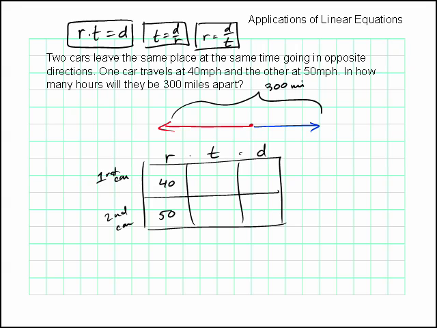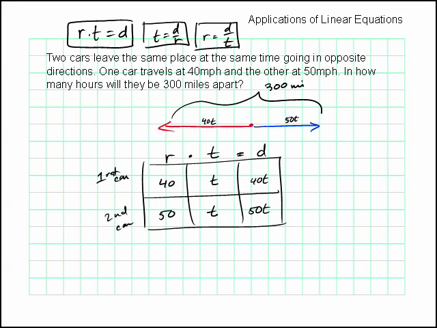Now, what we're trying to find is how many hours will they be 300 miles apart? We want to know the time, and so that's my variable, t. And this one is also traveling for the same amount of time, so I can use t there as well. Once again, remember that these cars start and then they stop at the same time, and so their times are equal. I can put t for each one. Since rate times time equals distance, I multiply across, 40 times t. That gives me the distance that the first car traveled. This distance right here then in red is 40t. 50 times t is the distance that the second car travels. This is 50t.